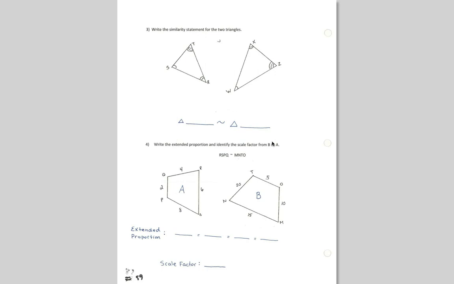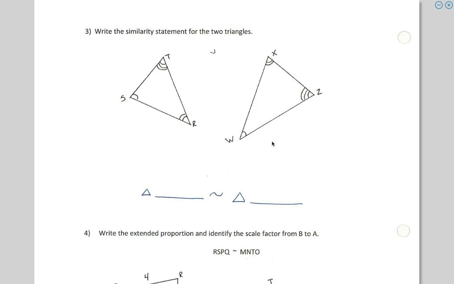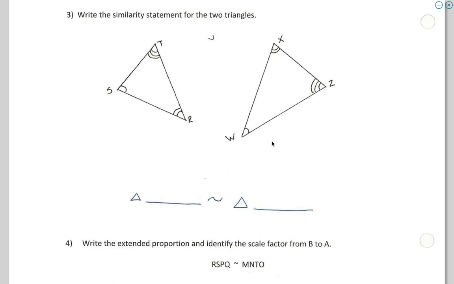All right, 3, write the similarity statement for the two triangles. So on the test, I will give you the first 3 letters. Let's go R, S, T.